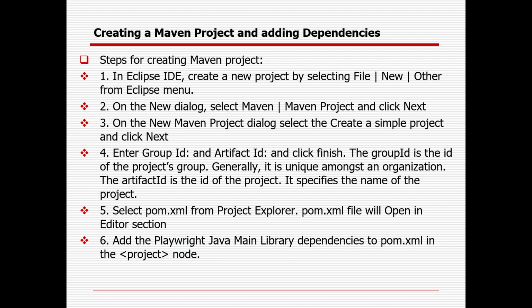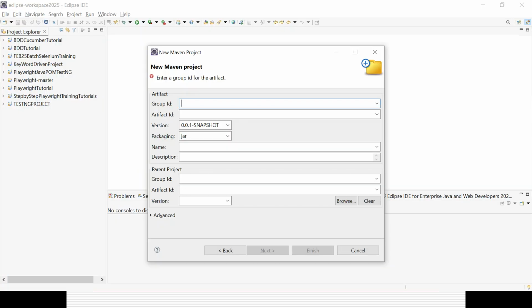So what you require, right? You need to give the group ID and artifact ID of the Maven project. Group ID is nothing but the project group. Generally, it is unique among an organization. It can be your organization classifier, your own business classifier, or customer classifier. And artifact ID is nothing but the actual project name. So here for group ID, I can give something called Haradhan automation library.